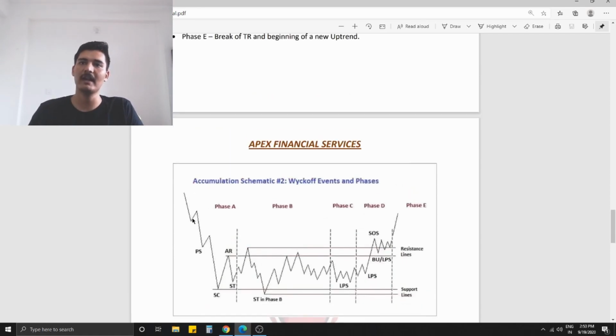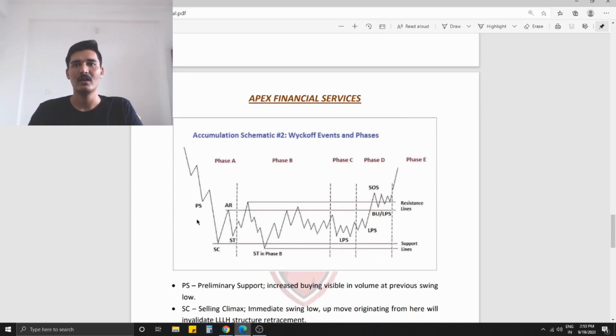Starting with the first one, PS, that is the preliminary support, where you have increased buying volume visible at that swing low, which results in the price later on going on to invalidate the lower high formation. Then the second one that we have, or the closest swing low, becomes the SC, which is the selling climax, or the lowest swing point before which the lower high formation was invalidated. Now, at the SC, you have people who are covering their shorts too. It is going to be the immediate swing low. If that is broken, then this range becomes invalidated. An up move from the selling climax area is going to invalidate the lower high formation.